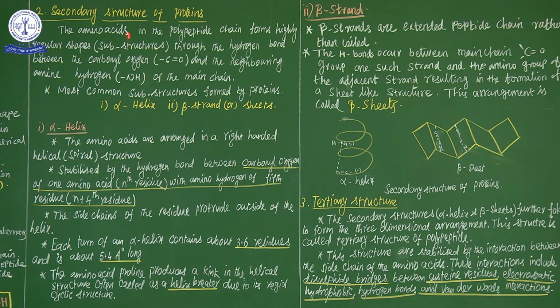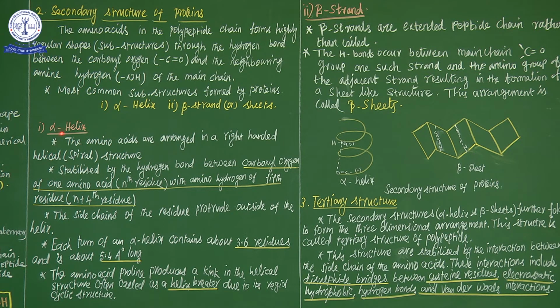So in the substructure, there are two types of secondary structure. One is the alpha helix and the other is the beta strand. Alpha helix and beta strands or beta sheets are the two most common substructures formed by proteins. So what are the two major types formed by proteins? Alpha helix and beta strand or beta sheets. Beta sheets are present in sheet forms, and a helix means a helical structure present in a spring form.